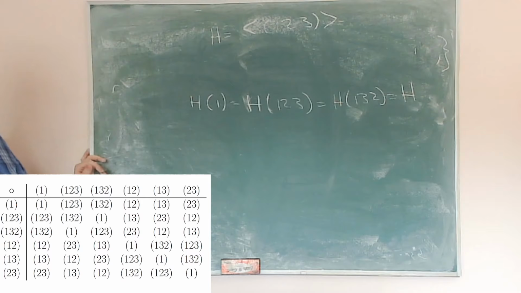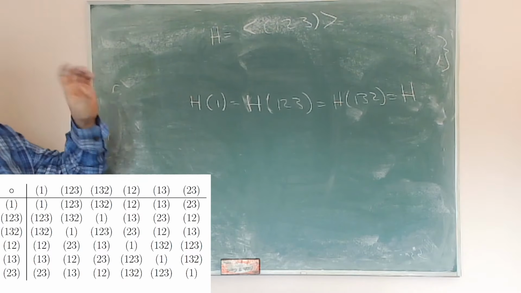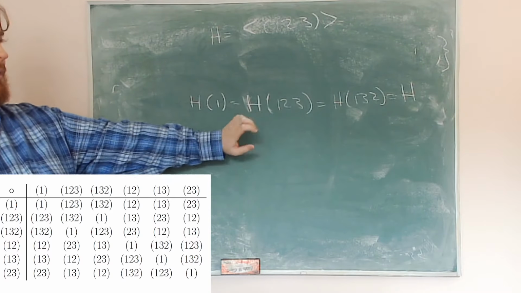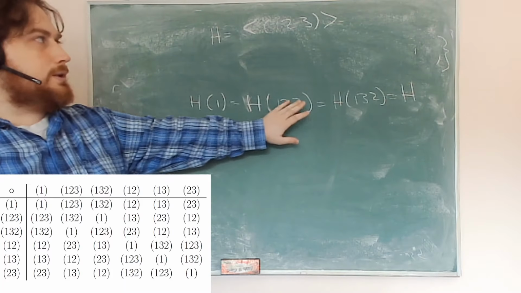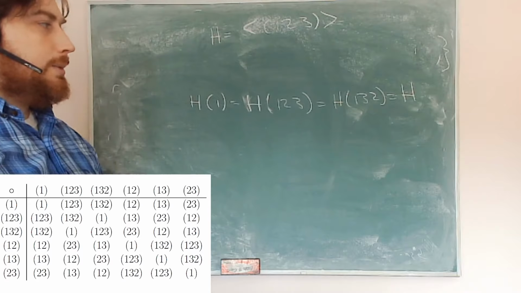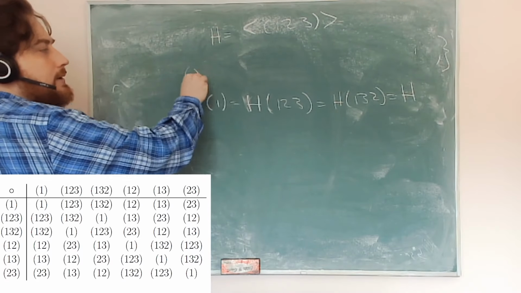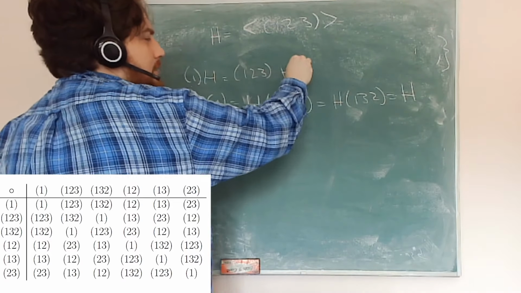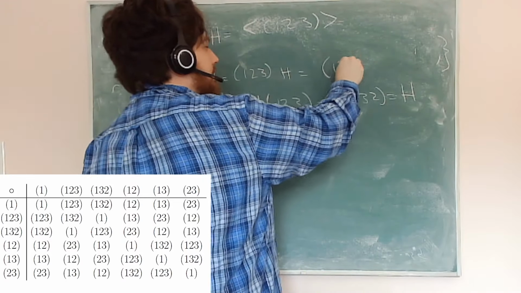I will let you work through that one on your own, but you can actually line up the columns and the rows. The idea is, since I'm multiplying by something in H, I'm just going to end up back in H. So the right cosets with all the things in H just end up being H. And by the same argument, the left cosets are going to be the same, because they're all just H.